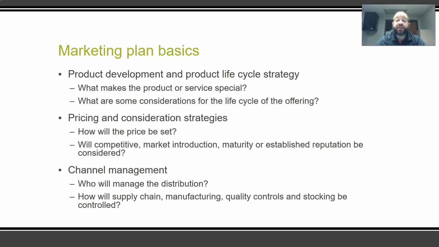Because demand was less prevalent, right? So that represents the development and the product life cycle strategy. So when businesses are making the marketing plays, they need to think about what makes the product special, or the service special, and what are some considerations that need to be thought of as you move forward.